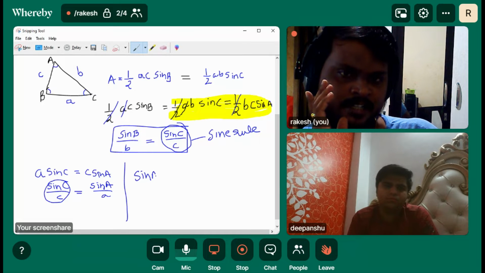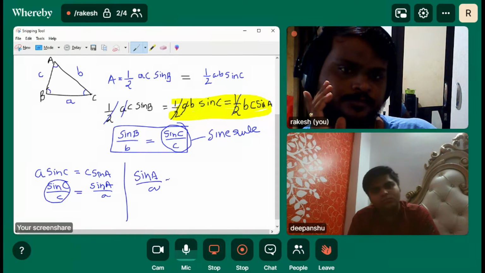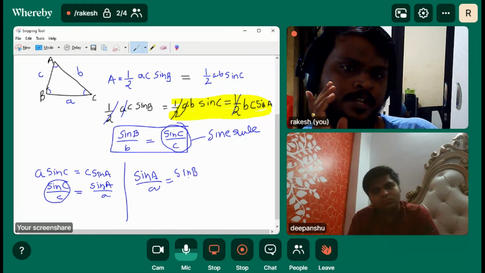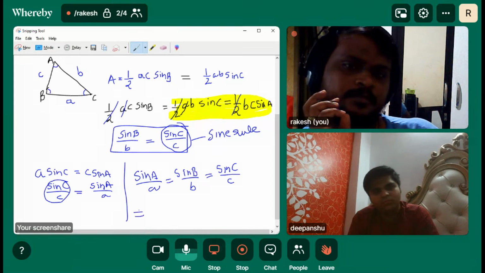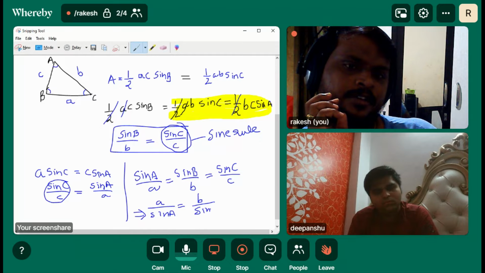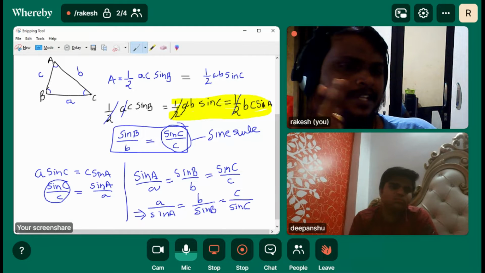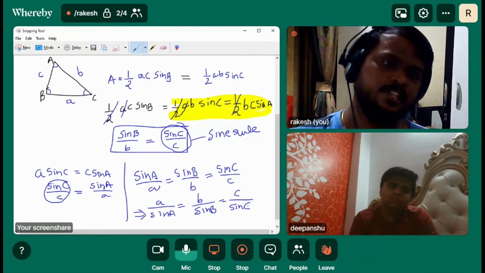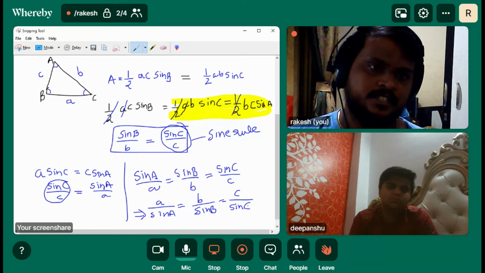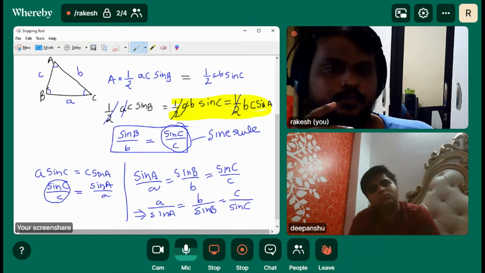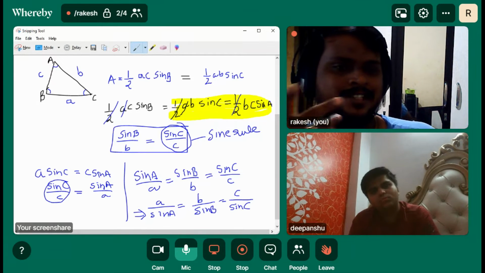So we can write sin A upon A, sin B upon B, and that is the same as sin C upon C. You can play around with the terms, it doesn't matter: A upon sin A, B upon sin B, and C upon sin C. One and the same thing. You can just take the reciprocal of each side. So this is called the sine rule. Okay, and why is this important?